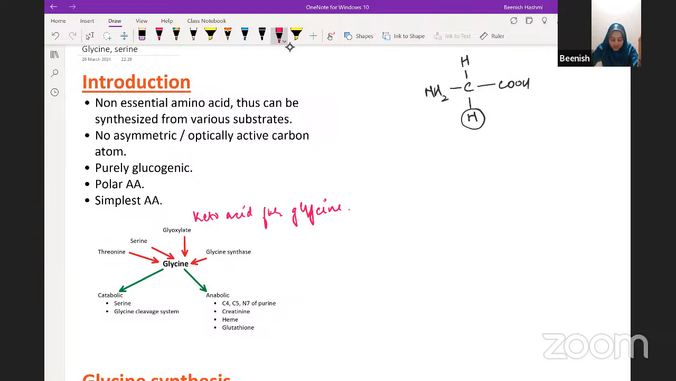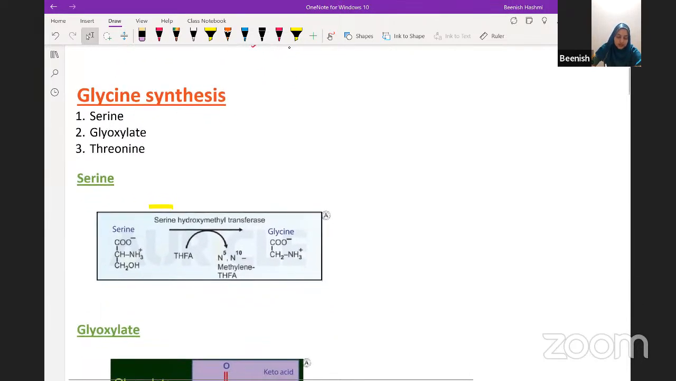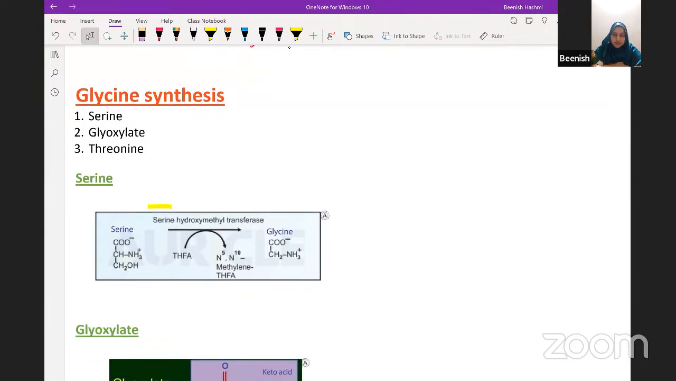And talking about the anabolic part, it is involved in the synthesis of carbon 4, 5 and nitrogen 7 of purine, in the synthesis of creatinine, heme and glutathione. So let's talk about the synthesis of glycine. It can be synthesized from serine, glyoxylate, and threonine.